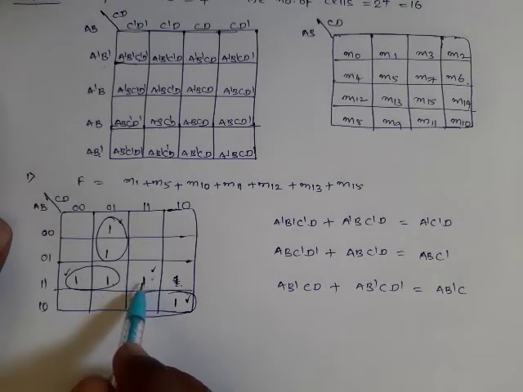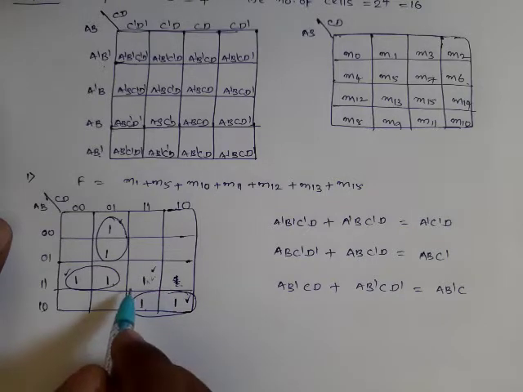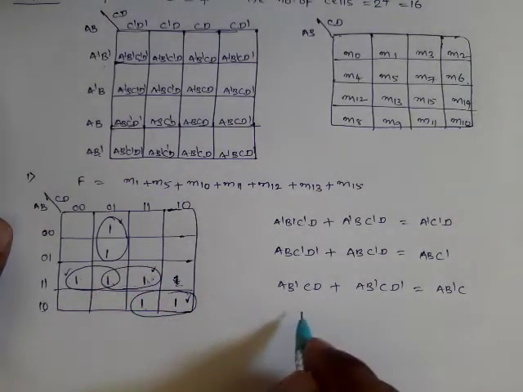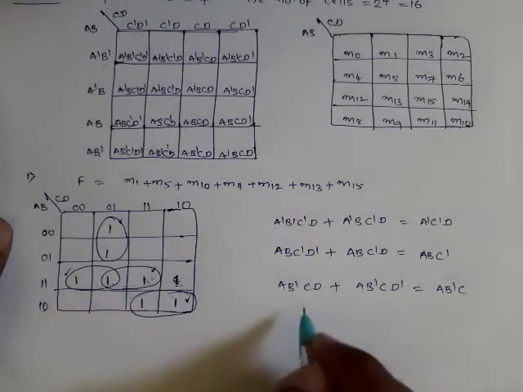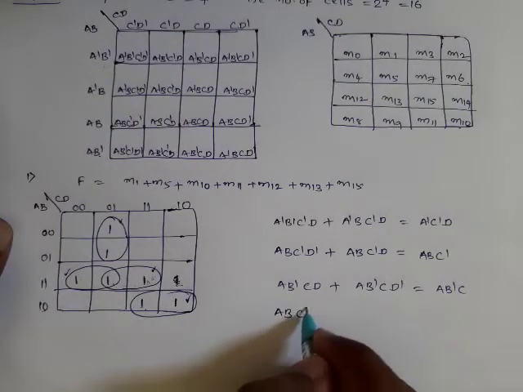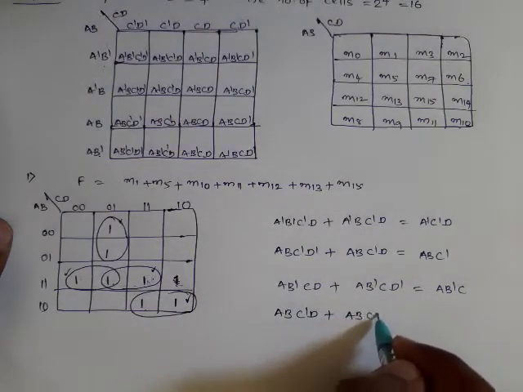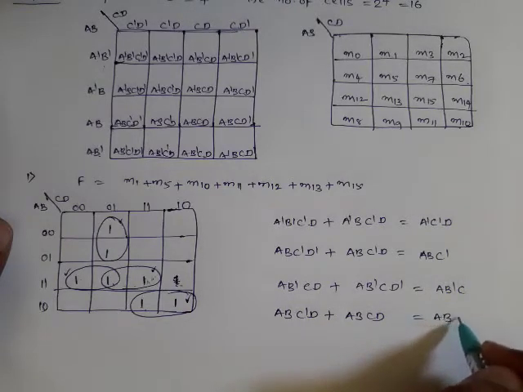So we can either form a loop of these 2 minterms or these 2 minterms. So it is your wish to form the loop of your choice. So I try to form the loop this way, and the minterm corresponding to this is A, B, C bar, D, plus corresponding to this is A, B, C, D. So the variable that is changing is C, it will get eliminated.